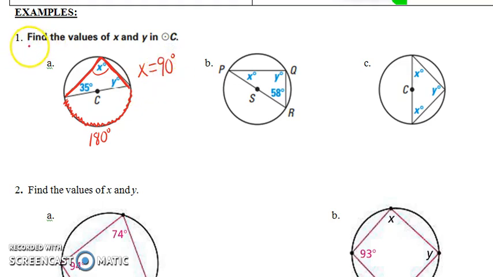Now, the problem wants me to find the values of X and Y. I just found X. And I know that this angle over here is 35 degrees, and I know I have a triangle. So now this makes it really easy for me to find the measurement of Y.